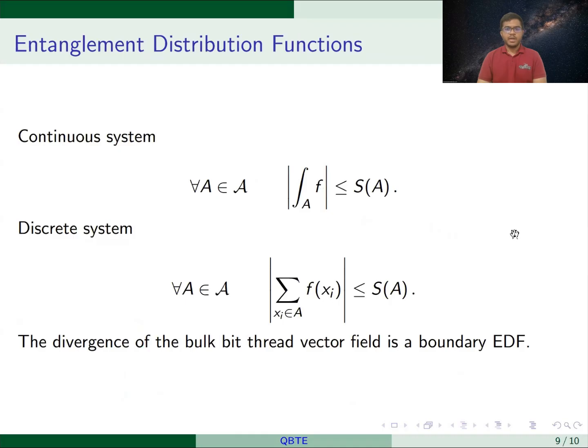Entanglement is not a local phenomenon, so it is not possible to define a precise local measure. We will define these entanglement distribution functions that are closely related to the Bithreads. For a continuous system, it is a local function integrated over some region A. And for discrete systems, the integration is replaced by a sum. And for all regions A, it needs to satisfy the inequality.